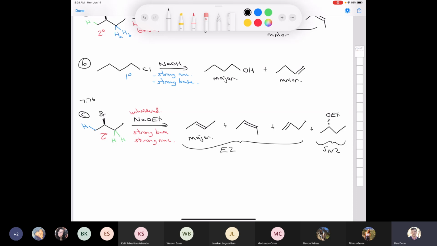Okay, so it seems like a daunting problem, doesn't it? There's 4 different products, but you just got to kind of sort things out in your mind. You say, okay, well, I've got a strong base, I've got a secondary alkyl halide. Substitution is not going to be the predominant mechanism. Elimination will be, and I can form Zaitsev and Hofmann products. I'm going to get the Zaitsev product as being the major product because it's an unhindered base. Between the 2 Zaitsev products, the one that's trans is less sterically hindered, so that would be major. I'm going to get some Hofmann, and I'm going to get some substitution as well.